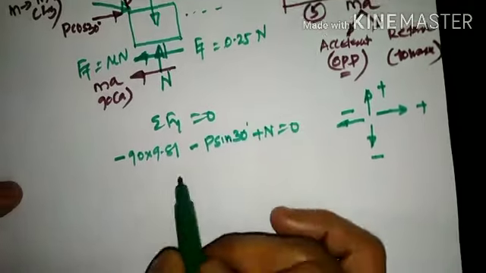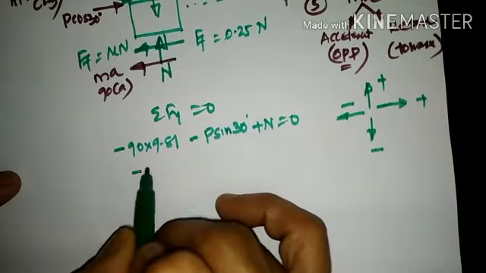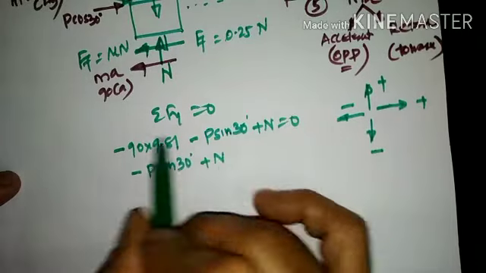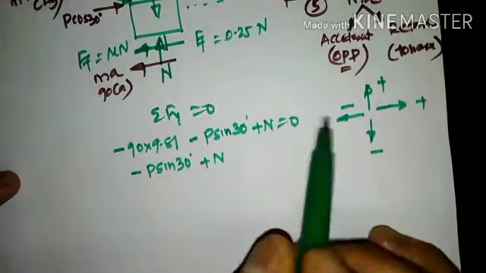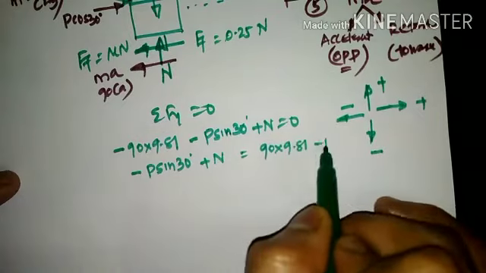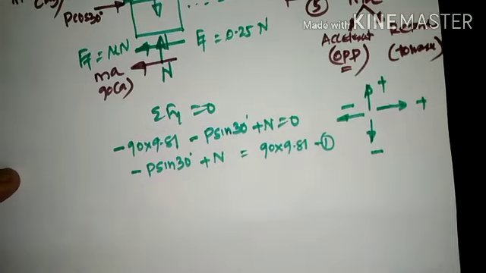So reframing this equation, this will be minus P sin 30, keep it as it is, plus N. This term when it goes on the right hand side will be positive, which will be 90 into 9.81. So this is equation number 1, keep it as it is.